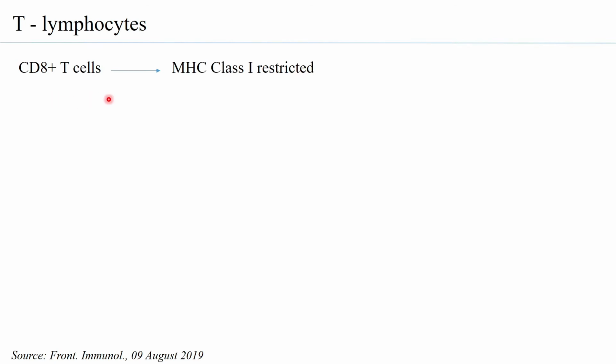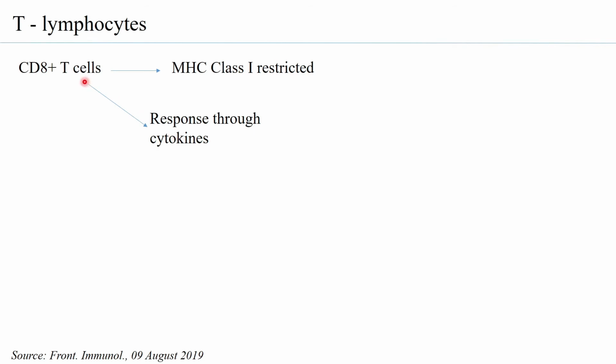Now, we go to the CD8 plus T cells. So, the CD8 plus T cells are MHC class 1 restricted. CD4 plus T helper cells are restricted by MHC class 2 presented antigen, and CD8 plus T cells are restricted by MHC class 1, which means that the T cell receptor of the CD8 plus can recognize an antigen that is bound to MHC class 1 and not to MHC class 2.